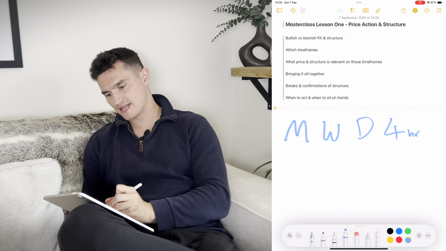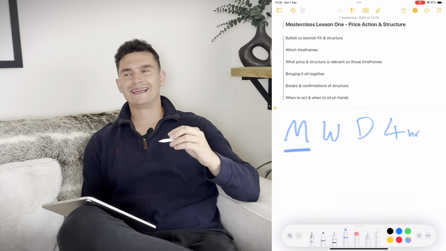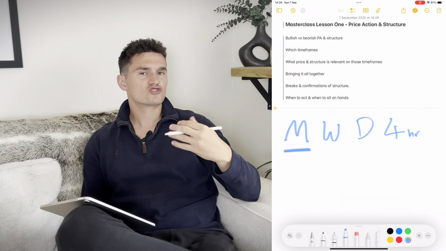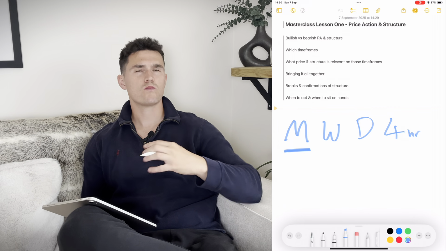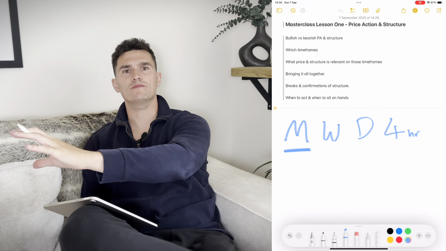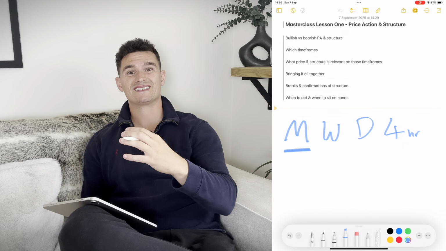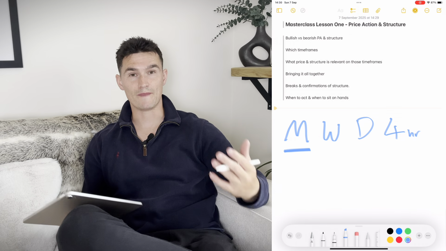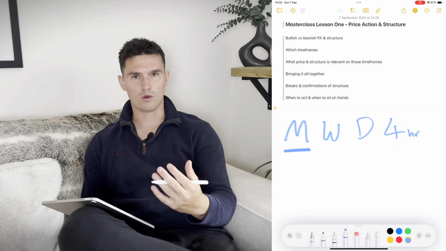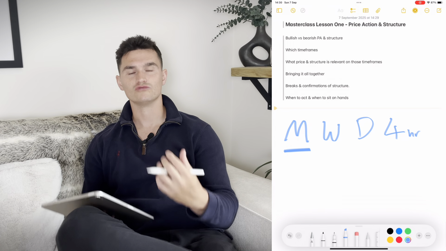Now, the first thing I say about the monthly is this. The monthly, I'm not necessarily plotting any structure points, which we'll come into in a minute. I'm just aware of what price is doing. Simply, are we bullish? Are we bearish? Or are we ranging? Which means basically we're not in that series of those lovely higher highs, higher lows, or if we're bearish, obviously lower lows, lower highs. Or are we flatlining, which is just another way of saying ranging.